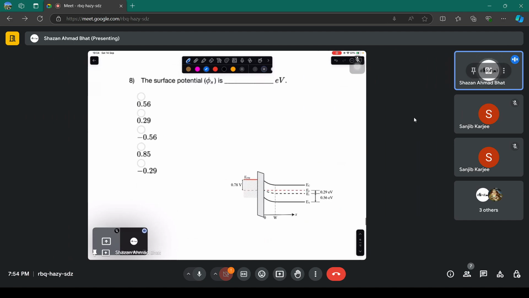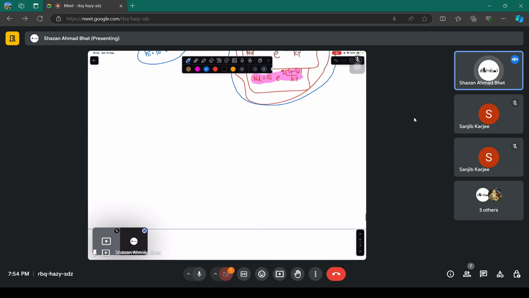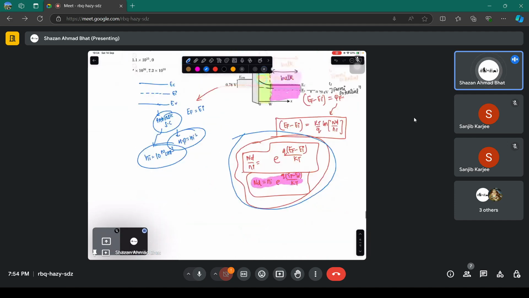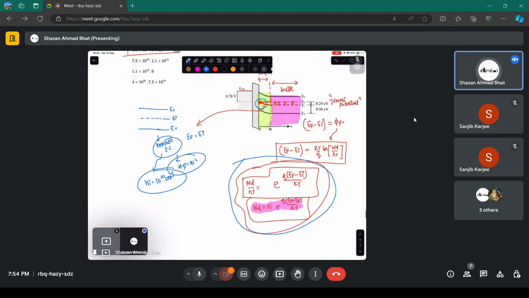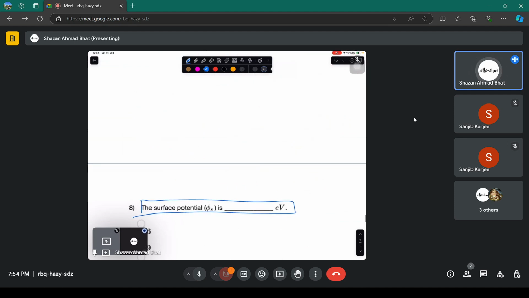Now, what next? The surface potential. The surface potential we have done again. The surface potential is the difference in the intrinsic level in the bulk and at the particular interface, which is going to be equivalent to minus 0.29. So that is the particular surface potential.